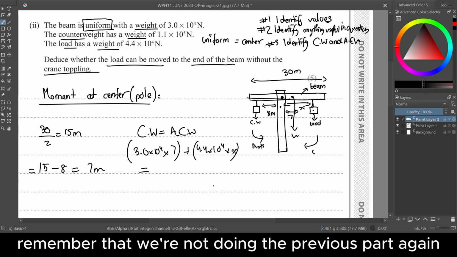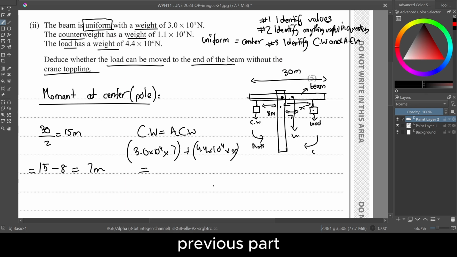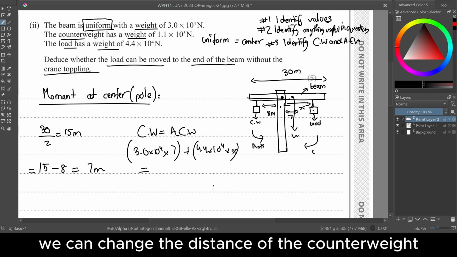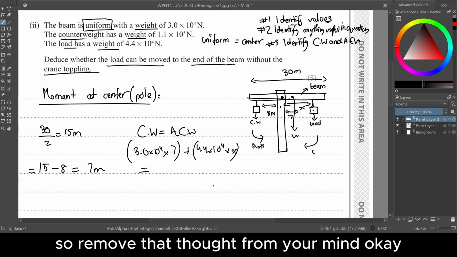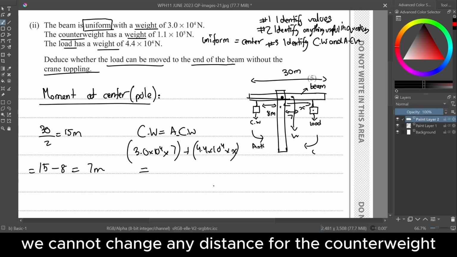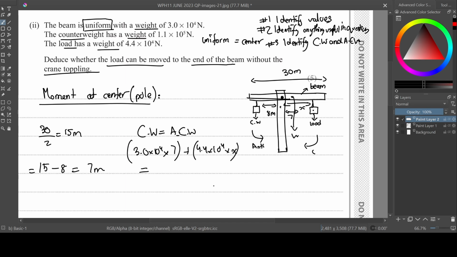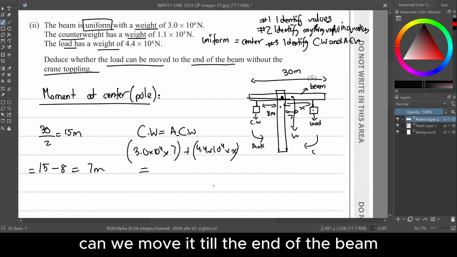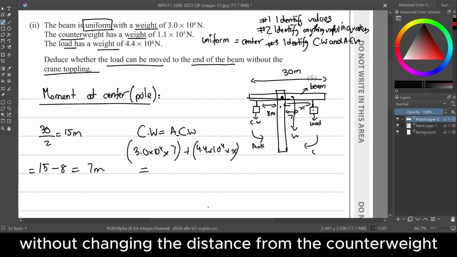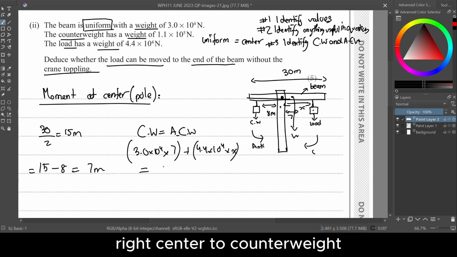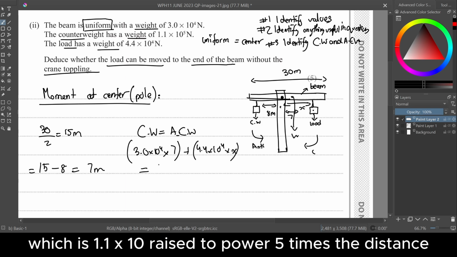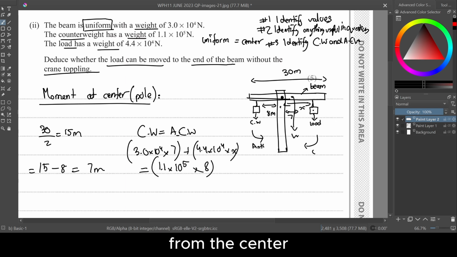Remember that we're not doing the previous part again. In the previous part they said we can change the distance. In this part they did not say we can change the distance of the counterweight, so remove that thought from your mind. We cannot change any distance for the counterweight. We're only seeing how much further we can move the load before it topples. Can we move it till the end of the beam without changing the distance from the center to the counterweight? So you make it equal to the anti-clockwise, which is 1.1 times 10 raised to power 5 times the distance, which is 8, from the center.